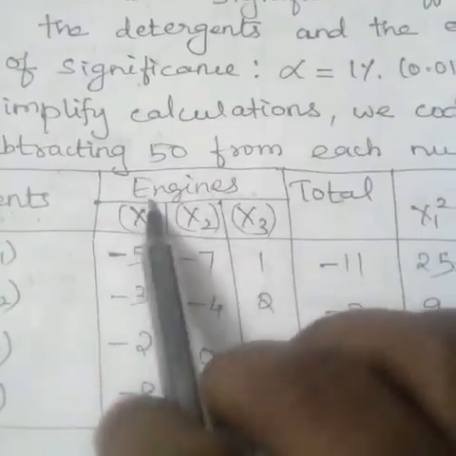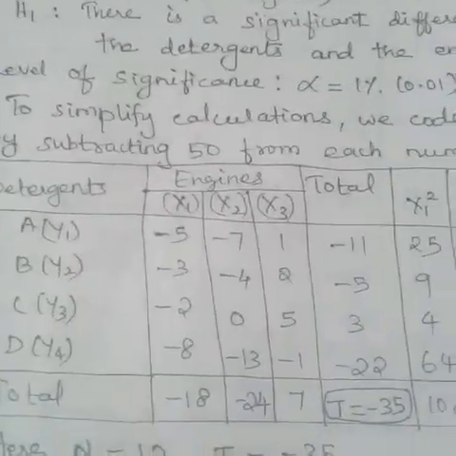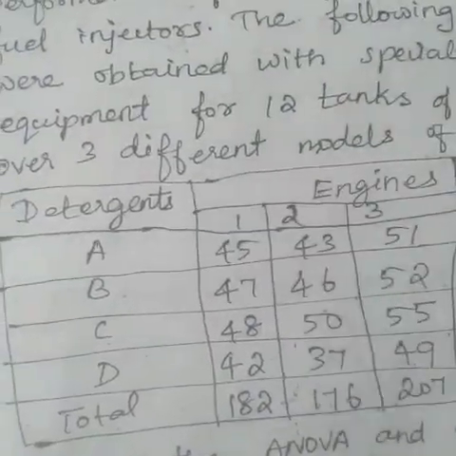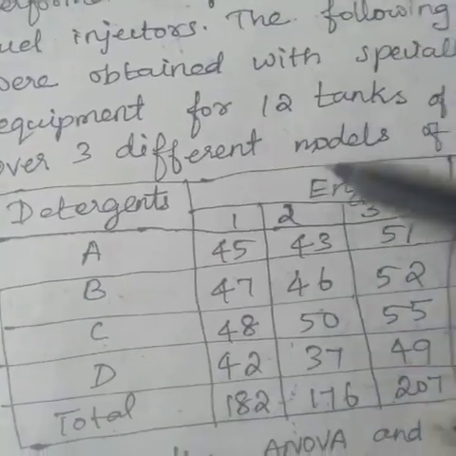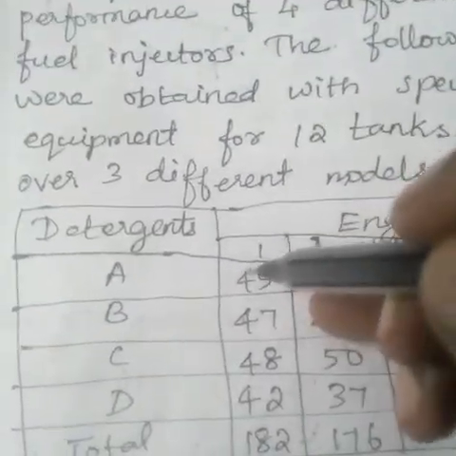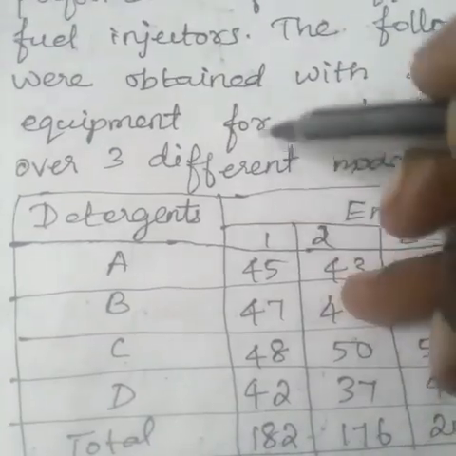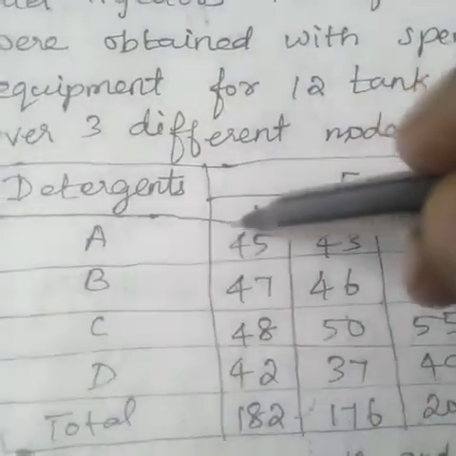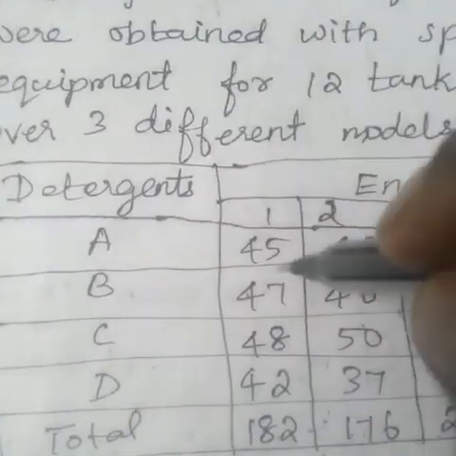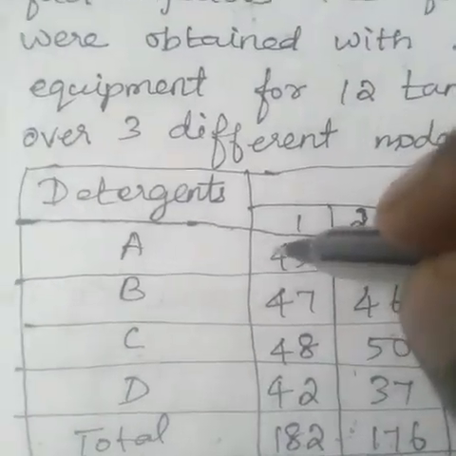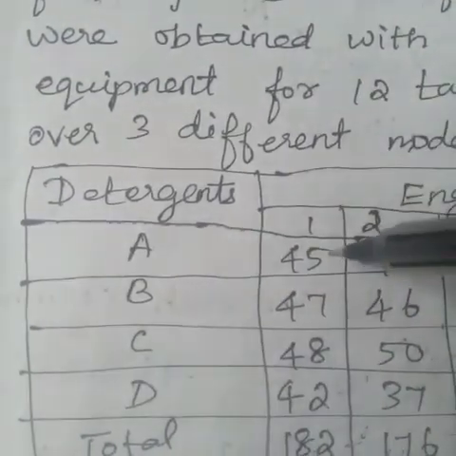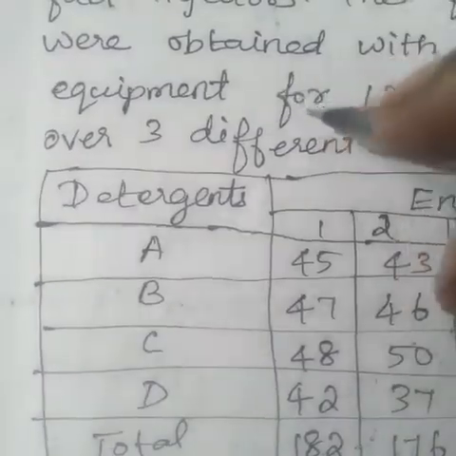Now to simplify the calculations: here all the values are large, that means 45, 43, 51, all are large values. If you take the square, it is again larger, and the total sum becomes too large. It is a 2-digit value, and if we square this one, we get 4-digit or 3-digit values. Then the total value becomes too large.